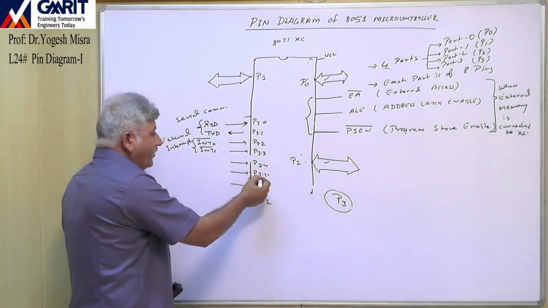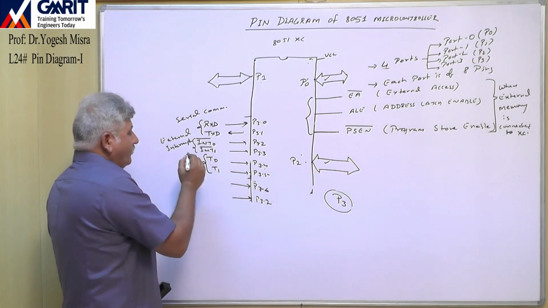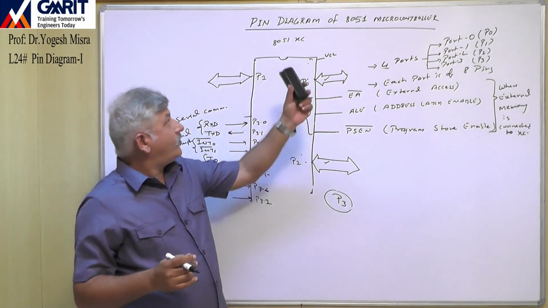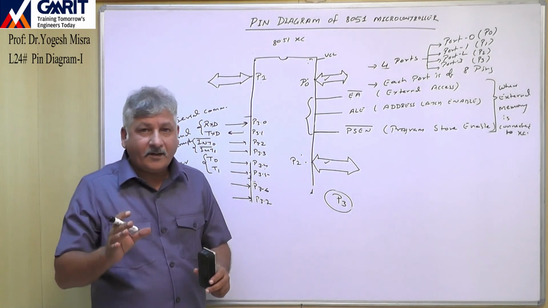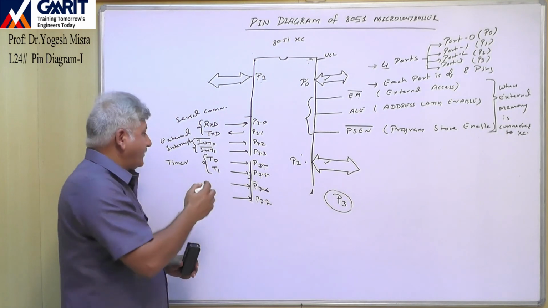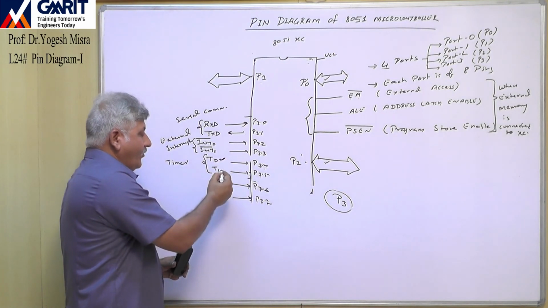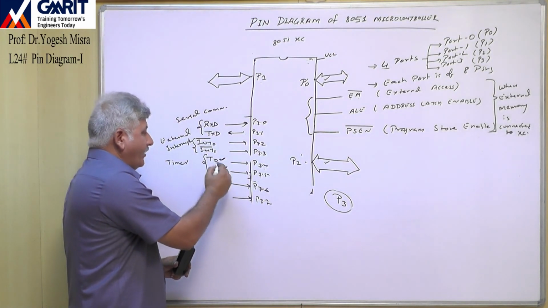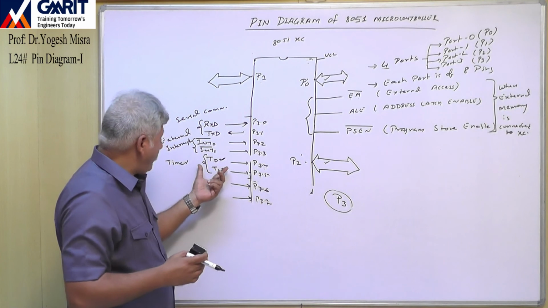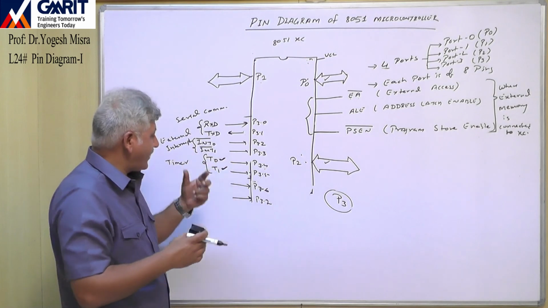Now pin number 3.4 and 3.5 are written as T0 and T1. So they are used for timers. We know that the 8051 controller has two inbuilt timers. To provide the clock for those timers, for timer number 0 we can provide the clock via this pin, and for timer number 1 we can provide the clock through the other pin. So these two pins are used for the application of the clock pulse for the timers. When we discuss the timers, at that time we will discuss these in detail.